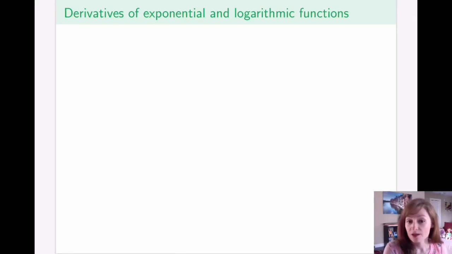Now that we've talked about logarithmic and exponential functions and have seen some applications with them, we will move on to talking about calculus involving those functions, which of course starts with the ability to take derivatives of them.